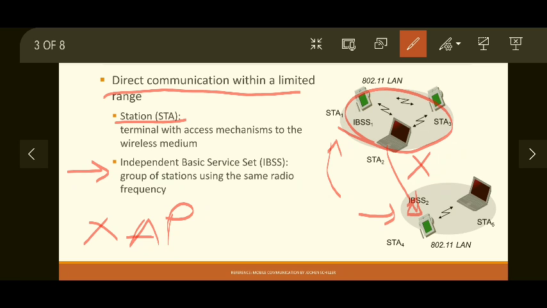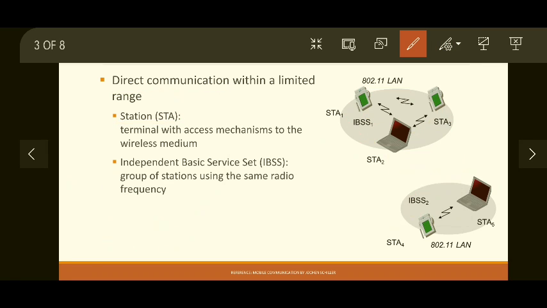Stations, no need to explain again. All the users which are using a mobile device inside an independent basic service set will use the same radio frequency for communication. Now direct communication is possible in this one. Another important factor is the terminals which are used inside a network must be capable of routing as well. That is not required in the infrastructure based network. So station is nothing but your terminal plus a router.